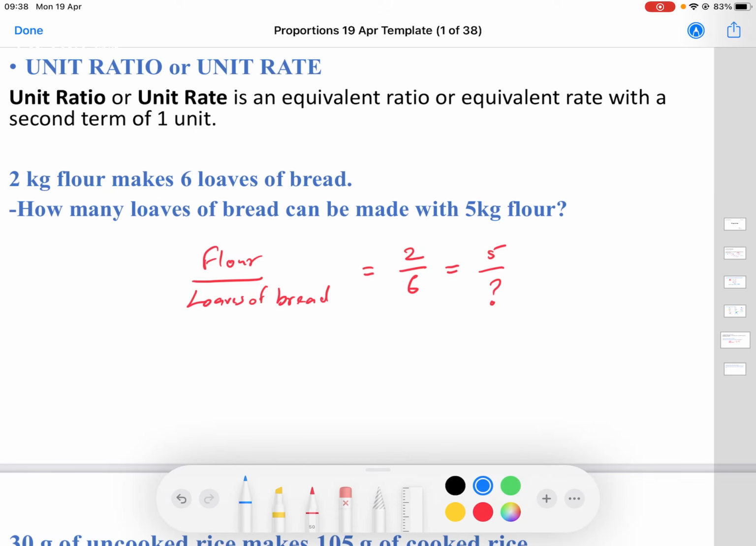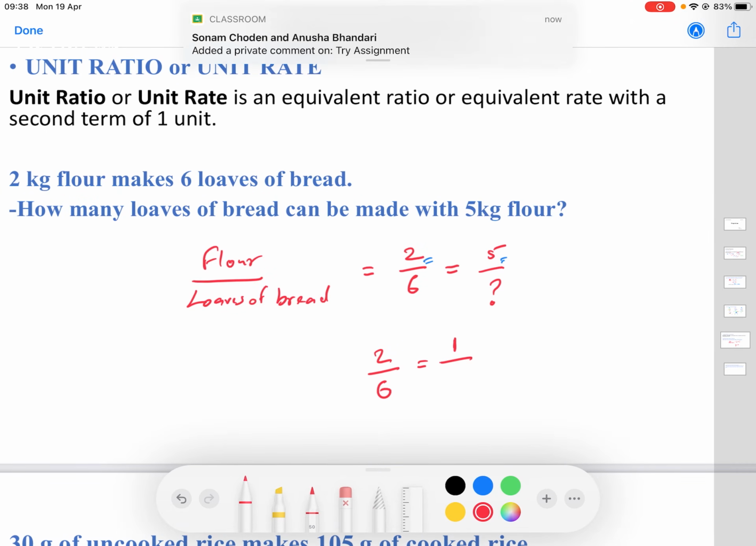Now if you look at the numerators 2 and 5, there is no way we can multiply 2 with a whole number to get 5. So what we can do is, 2 over 6 can be changed into 1 over something. That 1 is a unit term.